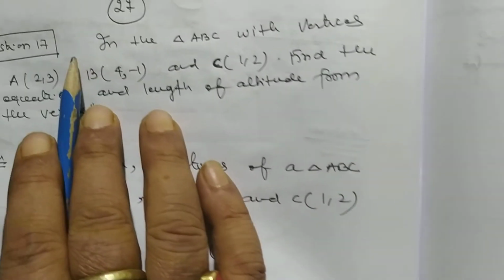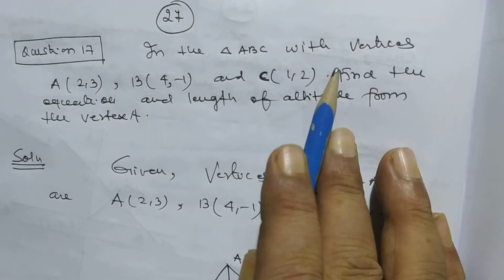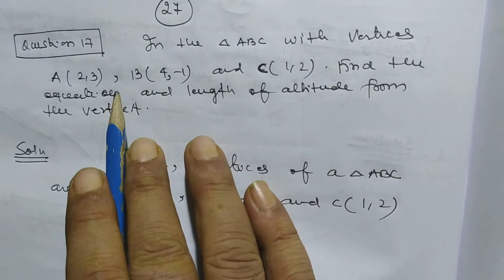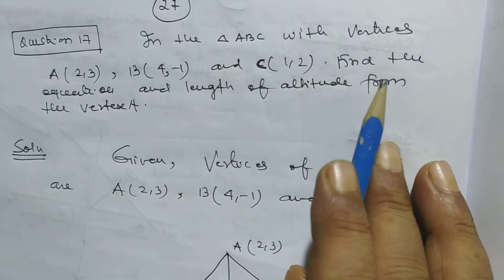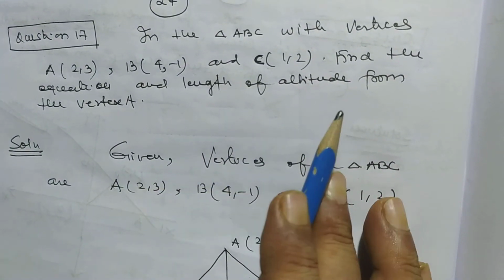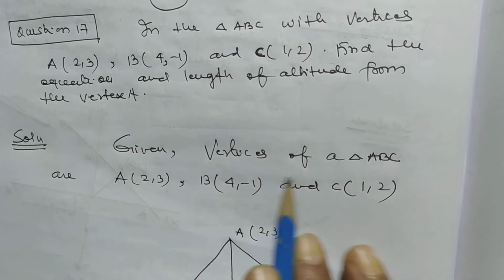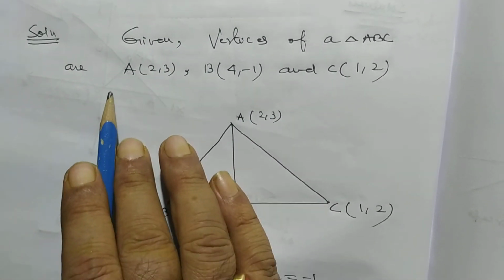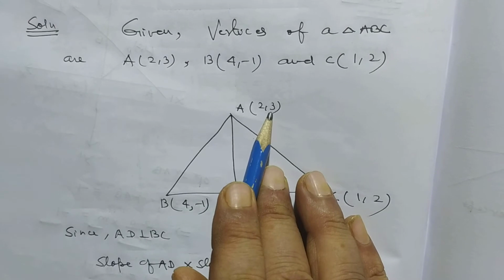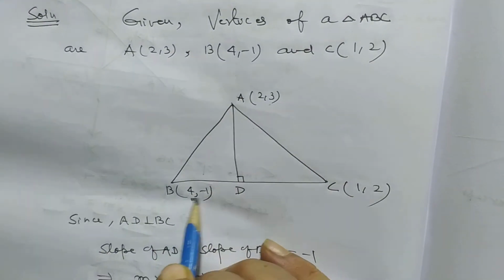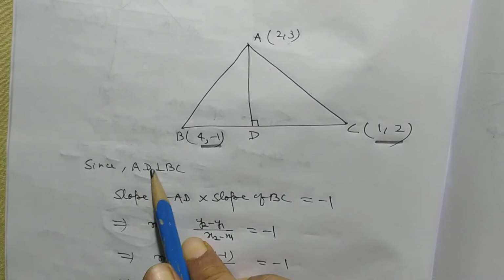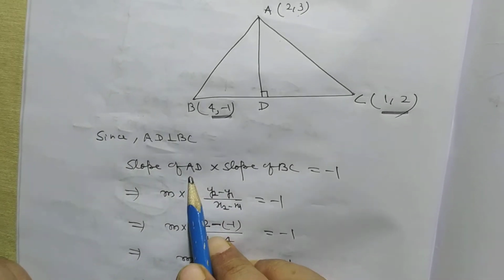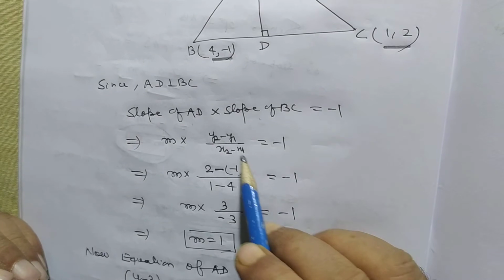Now problem number 17. In the triangle ABC with vertices A is 2, 3, B is 4, minus 1 and C is 1, 2. Find the equation and length of altitude from the vertex A. Given vertices of triangle ABC are A, coordinates are 2, 3, B, coordinates are 4, minus 1, C, coordinates are 1, 2. Since AD is perpendicular to BC, the slope of AD into slope of BC is equal to minus 1.